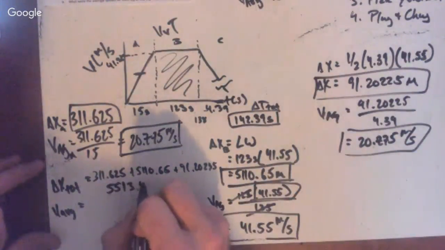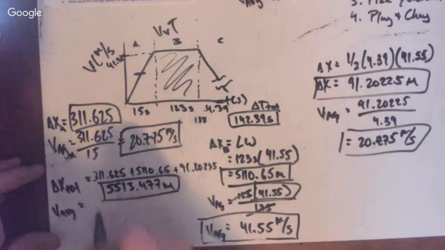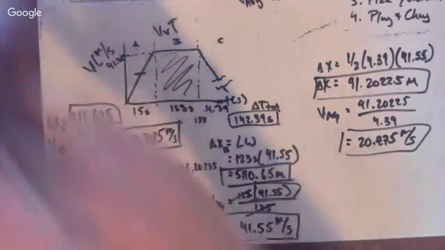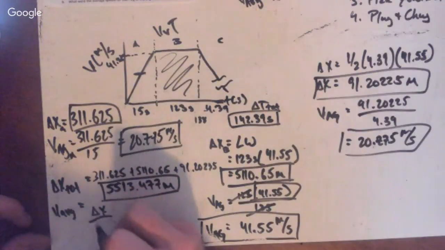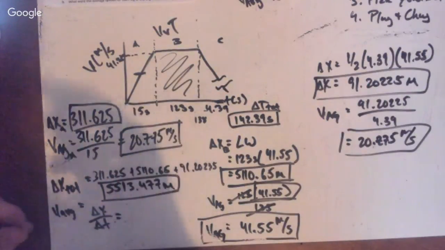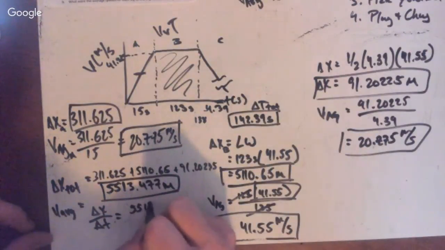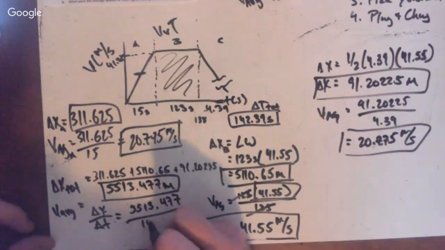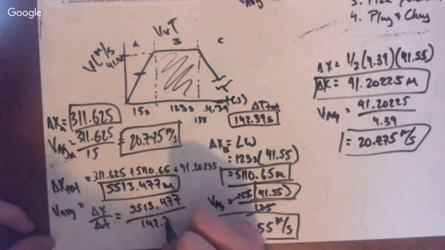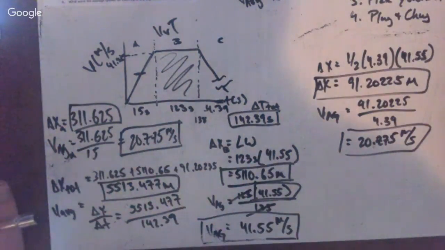5513.477 meters. That's our total displacement over that period. Okay, and then our average velocity is delta x over our total delta t. We already solved for our total delta t over here, so 5513.477 divided by 142.39 seconds.